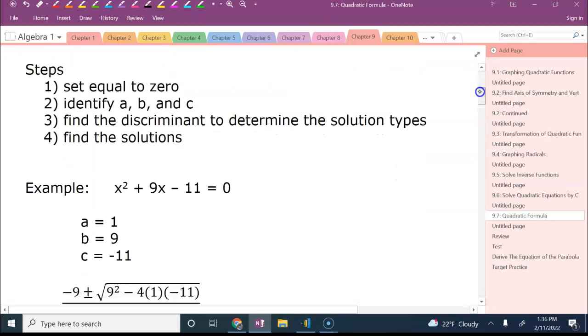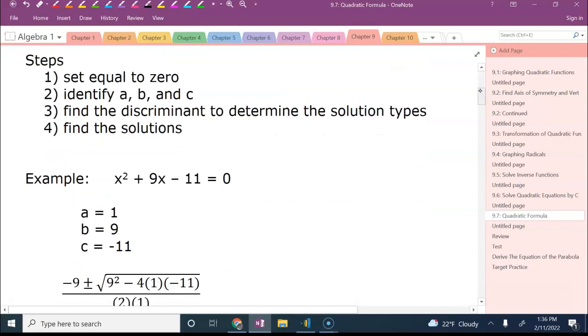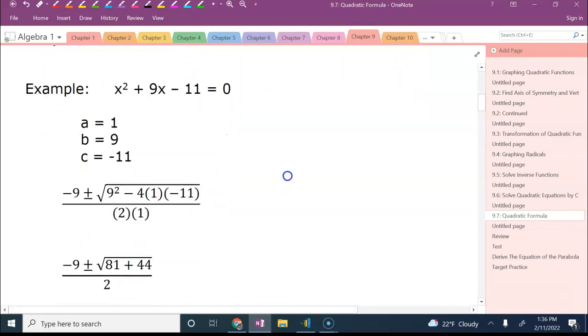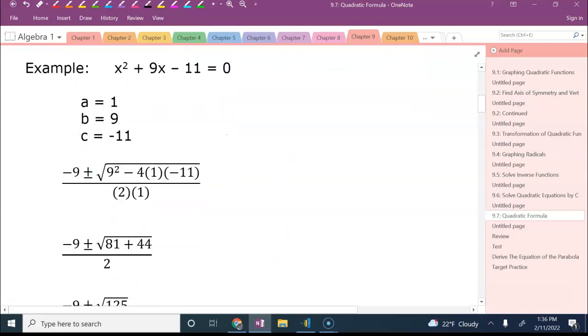In order to use your quadratic formula, here are the steps that you want to follow. You want to set your equation equal to 0, identify the a, the b, and the c, find the discriminant first so that you understand what type of roots you're going to have, and then plug your a, b, c into the formula and evaluate the quadratic formula to find your two solutions. So I have this example here for us, where we have x squared plus 9x minus 11 equals 0.